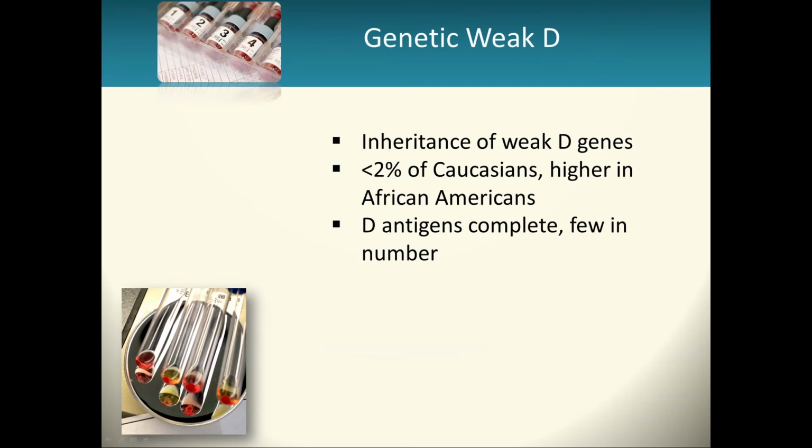And inheritance of these genes can be tracked vertically from one generation to the next, and are seen most frequently in the African American population and are rarely seen in Caucasians. Because the D antigen is complete, these patients may be safely managed as Rh positive and may be transfused with Rh positive blood.